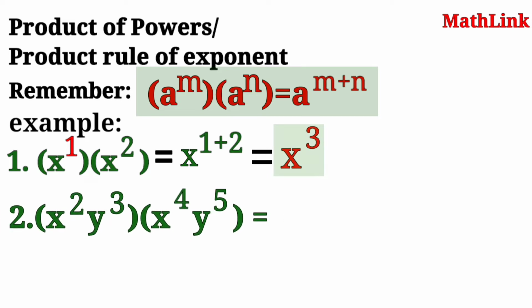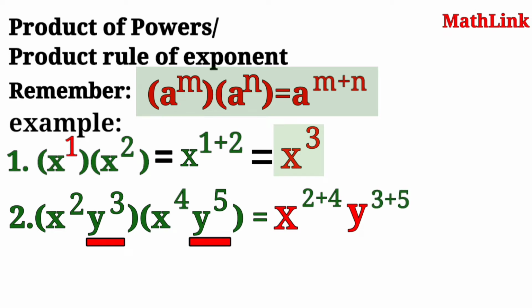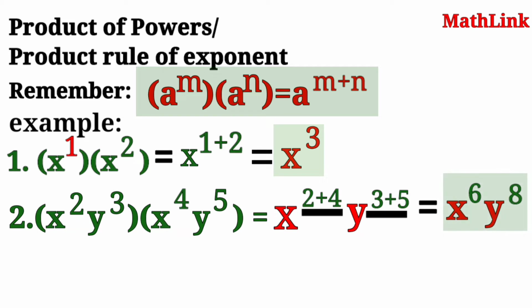Example number 2. x squared y cubed times x to the fourth power y to the fifth power is equal to. To answer this mathematical expression, copy the base x, and add the exponents of x, 2 plus 4. Copy the base y, and add the exponents of y, 3 plus 5. And the final answer is x raised to 6, y raised to 8.